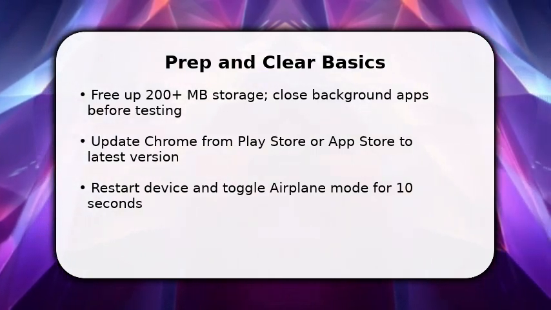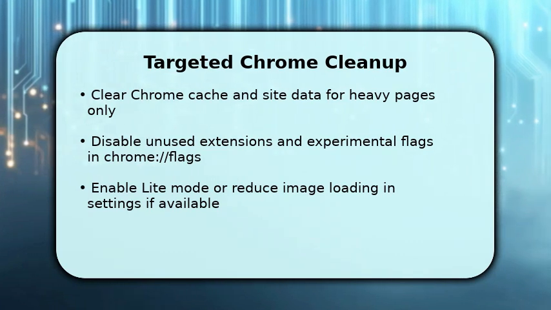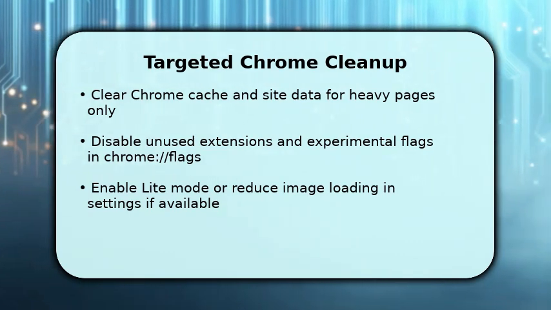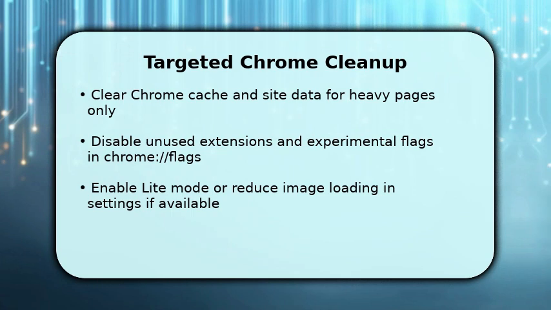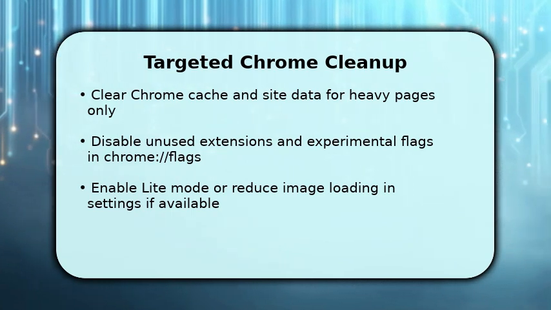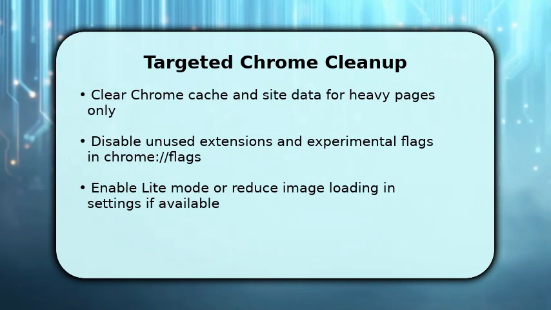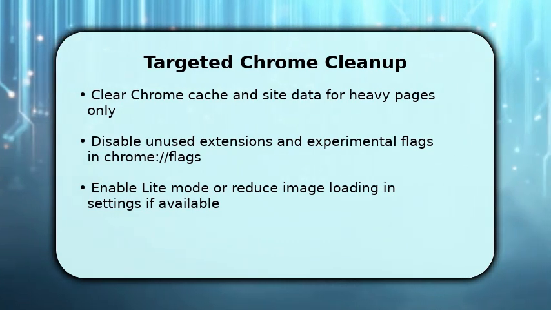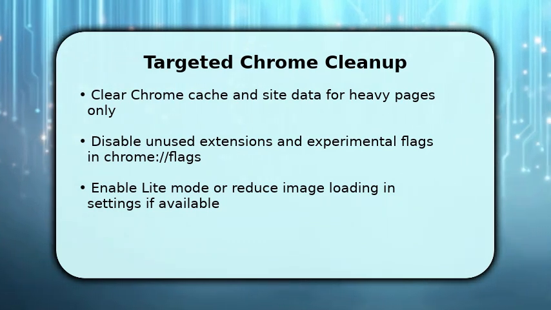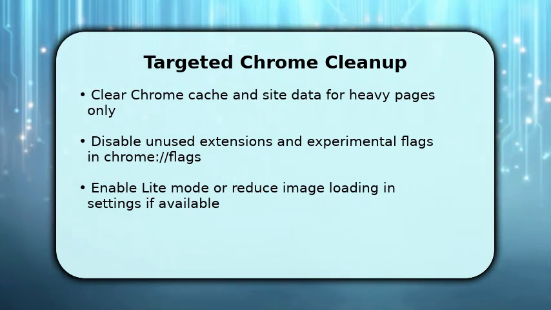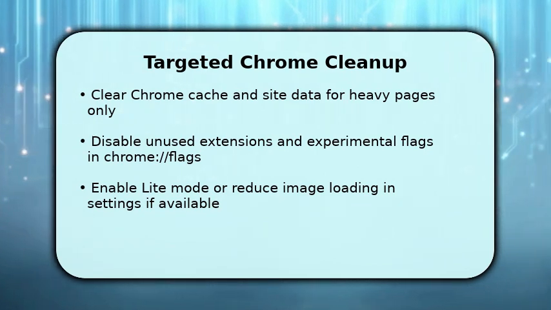than a cluttered state. You now focus on Chrome itself. Clear the cache and site data for the heavy pages you use, not every site, to remove corrupted or oversized resources. Next, disable any extensions and experimental flags. Extensions can run scripts that slow page loads, and flags can introduce instability. Then enable light mode or reduce automatic image loading to cut bandwidth and render time.